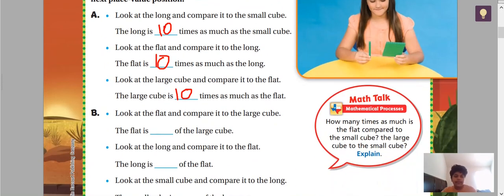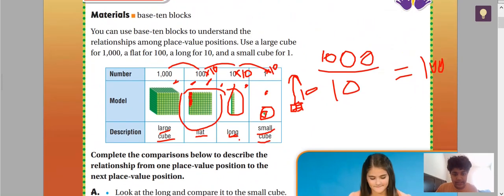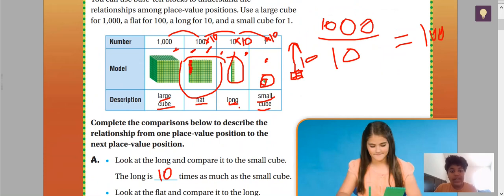It's saying look at the flat and compare it to the large cube. The flat, there's only one of these, right? The flat is 1/10 of the large cube. 1/10. So you guys know fractions, right? We learned in 3rd grade. 1/10 of what's 10? Let me erase this right here so you don't get confused.